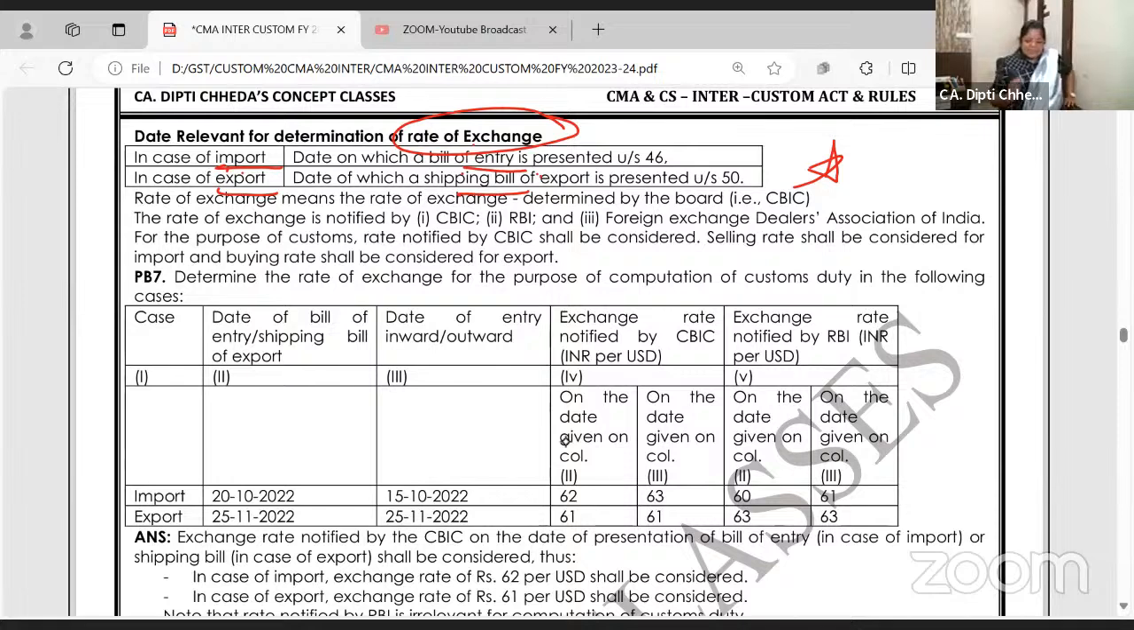So rate of exchange means the rate of exchange determined by CBIC. Like we have CBDT for direct taxes, we have CBIC here. The rate of exchange is notified by CBIC, RBI, Foreign Exchange Dealers Association. But for the purpose of the custom, the rate notified by CBIC will only be considered. Selling rate shall be considered for import and buying rate shall be considered for export. Clear to all of you? Mark it, very important.